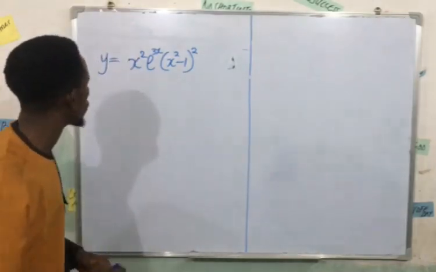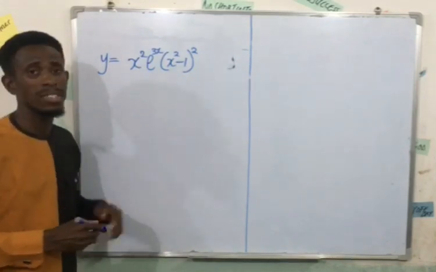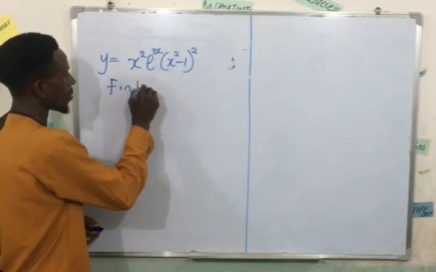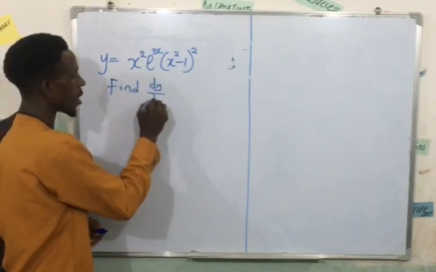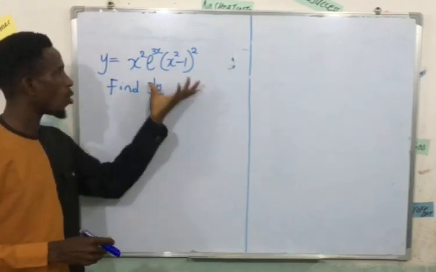Today we have a question on the board. Now we are asked to find the derivative of this, find dy by dx. Find dy dx of this.